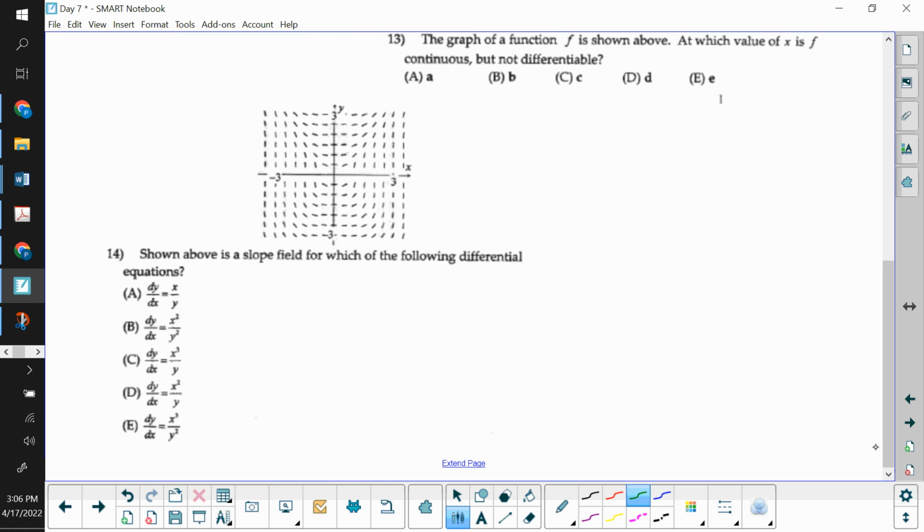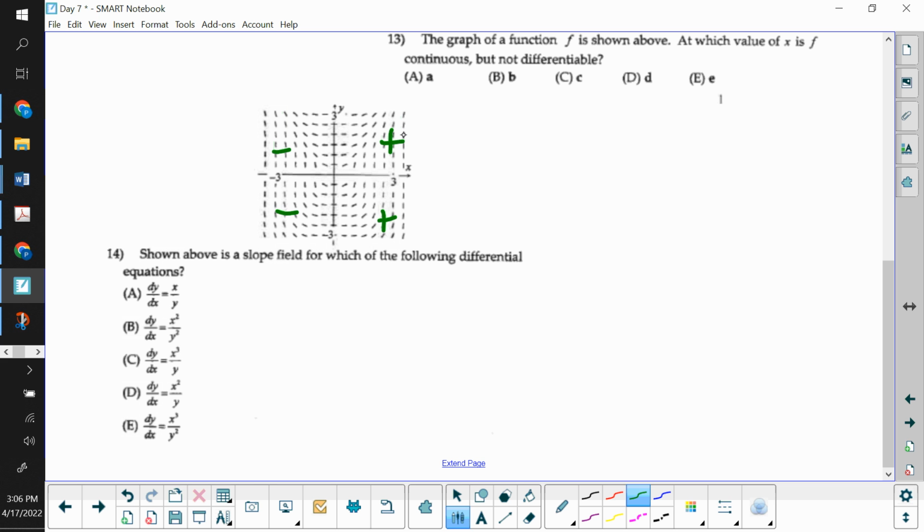For 14, x equals 0 gives us back a slope of 0. But notice all those differential equations would give us back a 0 when x is equal to 0. So notice in our first quadrant, the slopes are always positive. In the fourth quadrant, they're always positive. And in the second and third, the slopes are negative.